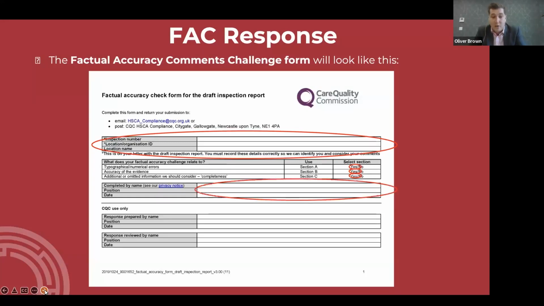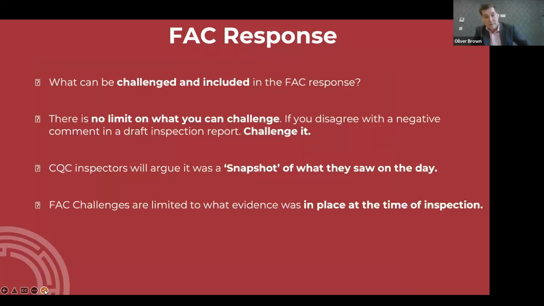And then the next circle is information that's completed by whoever has done the Factual Accuracy Comments draft. So it's the name, position, and date of the staff member or the solicitor you've appointed that's helped. And then the last section here is do not fill this out. That's why we put the cross through it. This is just for CQC use only. If we could just go to the next slide, please.